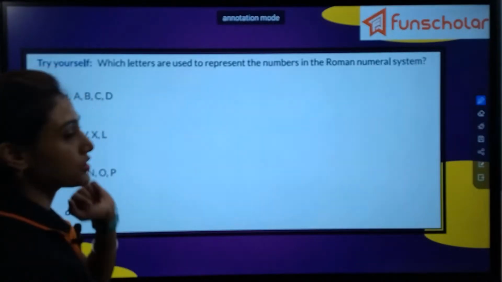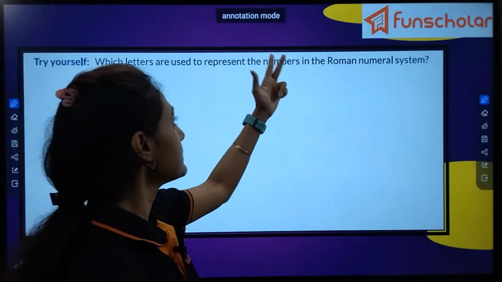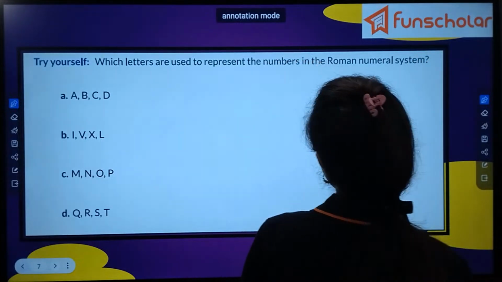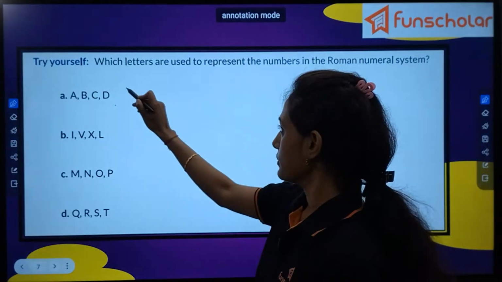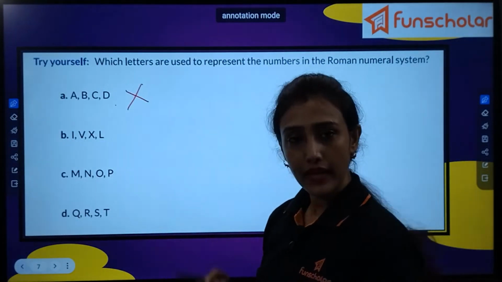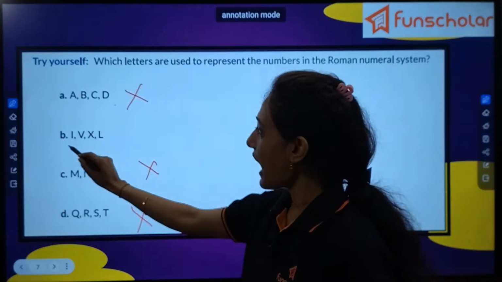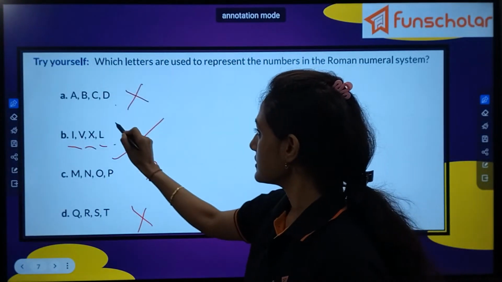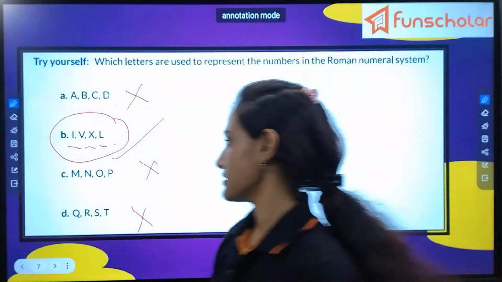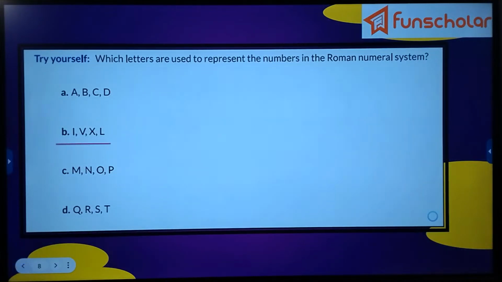Okay, now a question for you. Just pause the video, read the question and answer it yourself. Which letters are used to represent the numbers in the Roman numeral system? What do you think? Have I told you about ABCD? No. MNOP? No. QRST? No. But I, V, X, L. Right? Then it is the correct answer. Let's see.